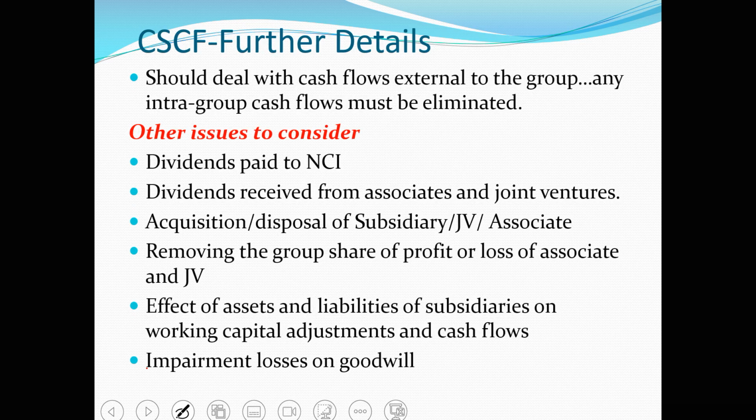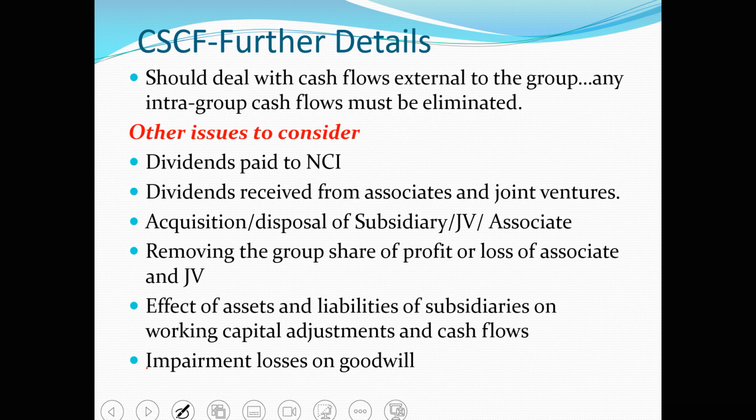So you should deal with cash flows external to the group. Any intra-group cash flows must be eliminated. Now, the other issue, like I said, is the dividend paid to NCI. So you have to learn how to get the dividend paid to NCI. Dividend received from associates and joint ventures. Acquisition and disposal of subsidiary, joint venture, or associates. Removing the group share of profit or loss of associates and joint ventures. So these adjustments must be done.